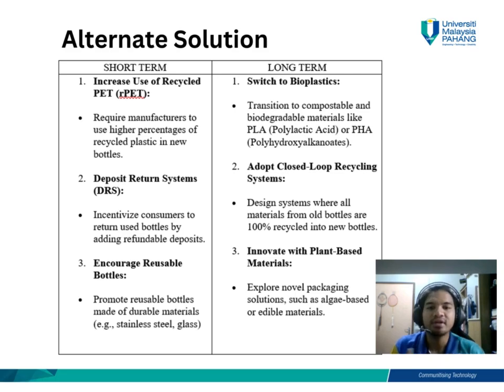Okay, for the long term, we can switch to bioplastic, which is compostable and biodegradable material like PLA, polylactic acid. Okay, and next we can adopt a closed loop recycling system, where we design a system in which all the material from old bottles is 100% recycled into new bottles.